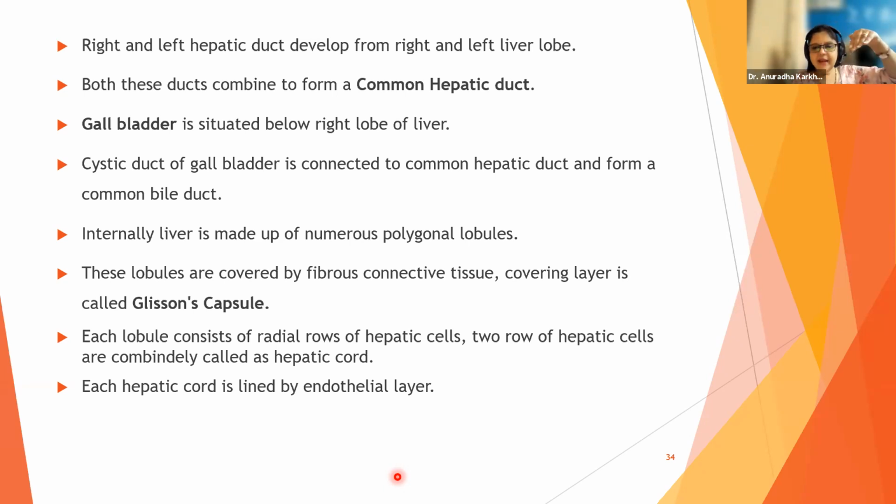So one will come from the right side, one will come from the left side, and both will merge together like a Y-shaped structure. The ending part of that Y, the straight tube of the Y, will be called the common hepatic duct. So the right lobe will give out one tube, the left lobe will give out another tube, and both these tubes will merge together to form a Y-shaped tube called the common hepatic duct. Is it okay? Have you all followed? Understood? I'll show you how exactly it will look.